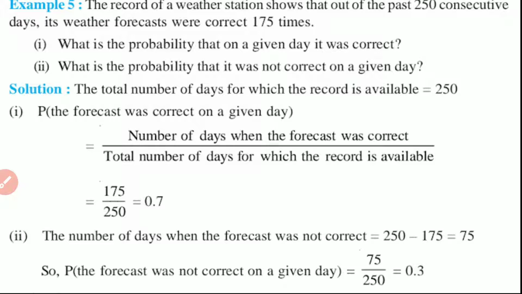When we deduct, we get 3 by 10, and that is 0.3. This way we can find the probability of the second point.